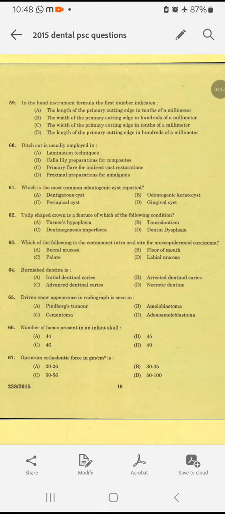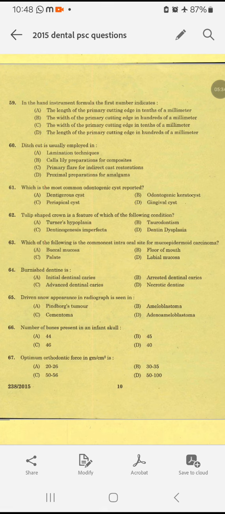And the last option is again asking whether it is telling about the length of the primary cutting edge in hundredths of a millimeter. So first clear out whether the first number in a hand instrument formula is indicating length or width of the instrument. Surely it indicates the width of the primary cutting edge. Now option B or option C is the confusion. It indicates the width of the primary cutting edge in tenths of a millimeter. Okay, so option C is the correct answer. Option C.